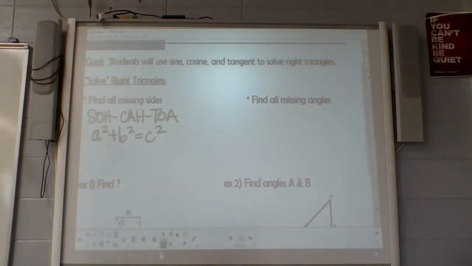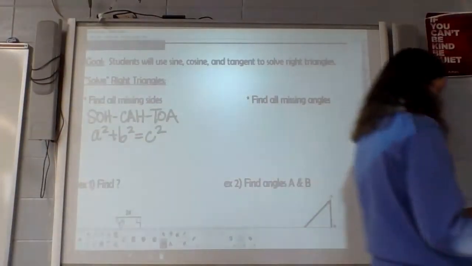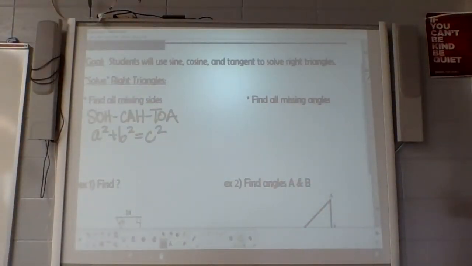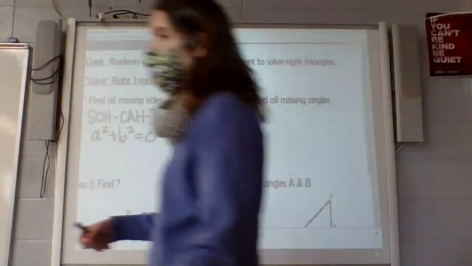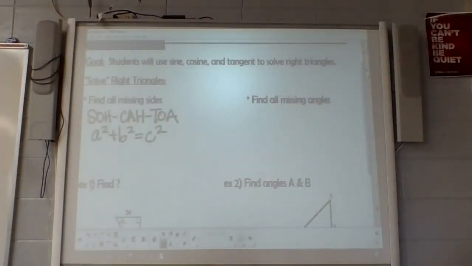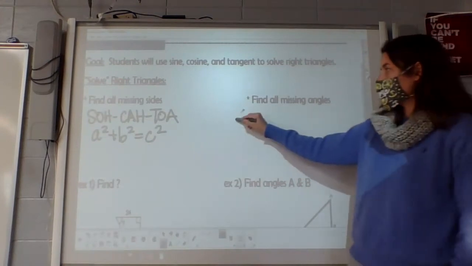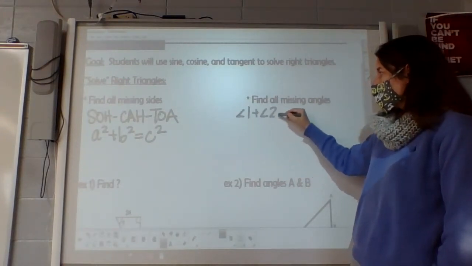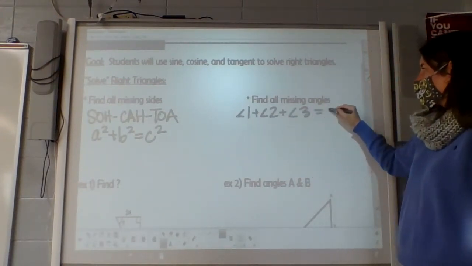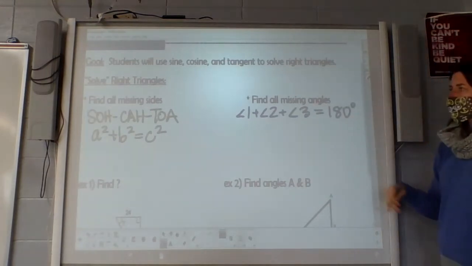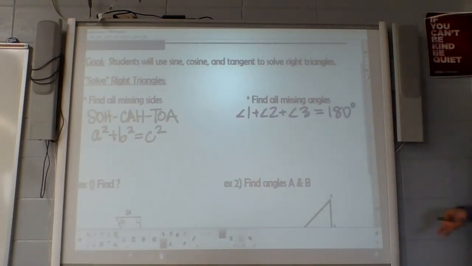I think you guys are pretty good at finding missing sides. So far it seems like the homework's gone pretty well for you in terms of finding those missing sides. Now what's going to be new today is finding all the missing angles. You have actually learned how to find missing angles in previous chapters. What do you know about the angles of a triangle? They add up to 180. So if you know two of the angles, you can find the third.